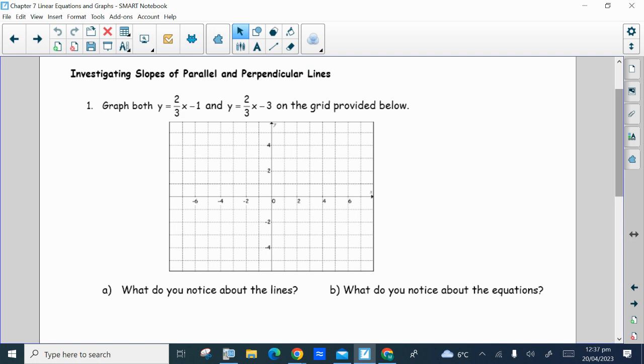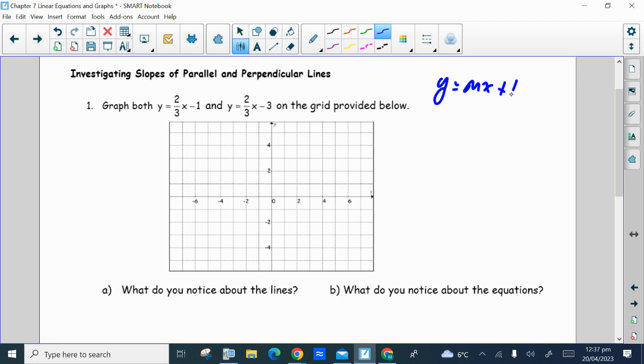This first page, first question asks us to graph both of those lines on the grid provided. You will note that both of those are in slope-intercept form. Remember, slope-intercept form is y equals mx plus b. You've got to have positive y by itself on one side, everything else on the other. Normally you're going to have two terms on the other side, one that has an x, one that doesn't. The term that has the x tells you what the slope is, the number in front of x. The coefficient is what m is. That's the slope. And the term that doesn't have the x, the constant term, tells you the y-intercept.